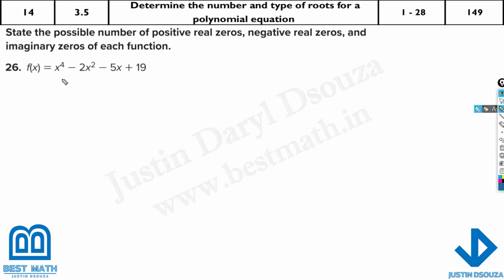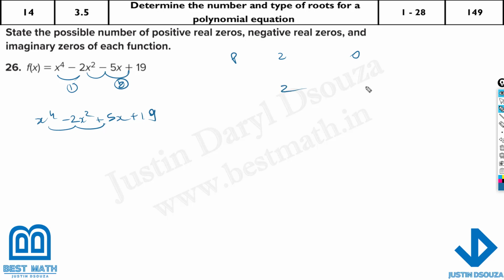Here we have how many sign change? 1 and 2. So positive is 2 or 0. What about negative? It's going to be x power 4 minus 2x squared plus 5x plus 19. So there's 1 and 2. Again, it's 2 or 0. That is for negative. So we have 2, 2. Then it's going to be 0 imaginary.